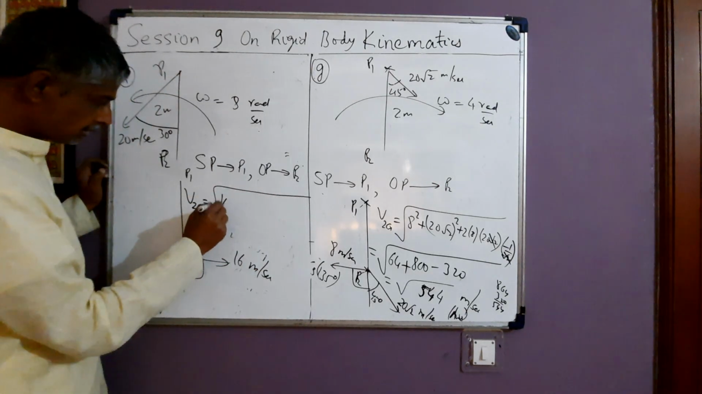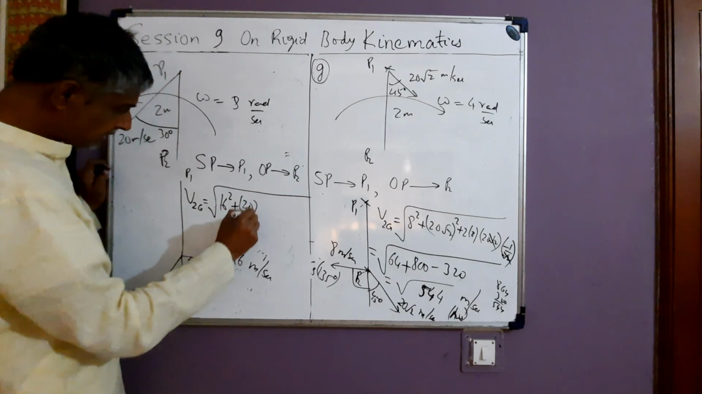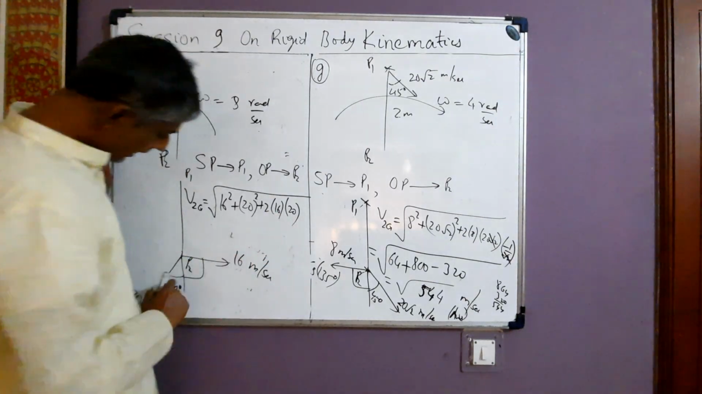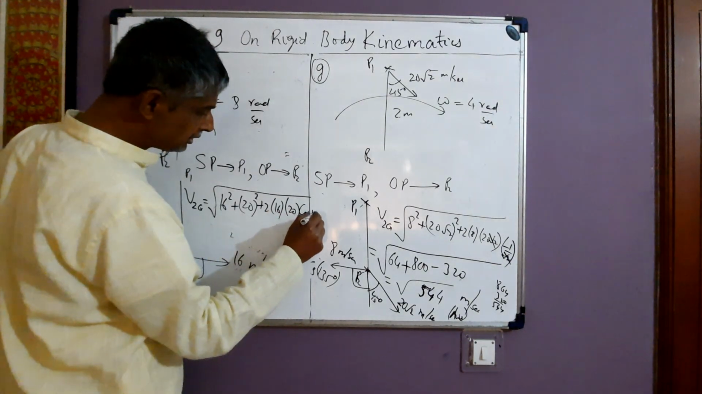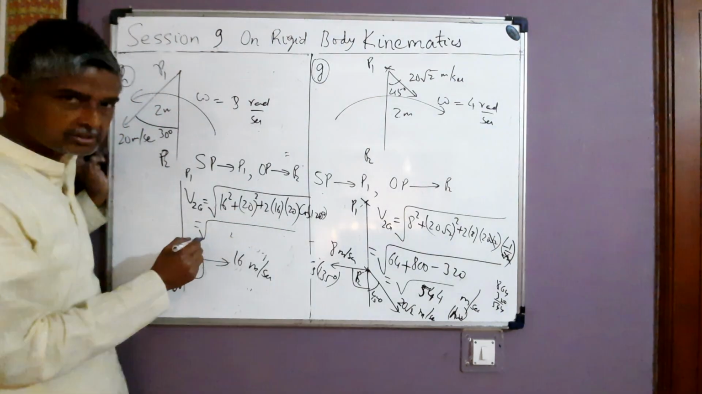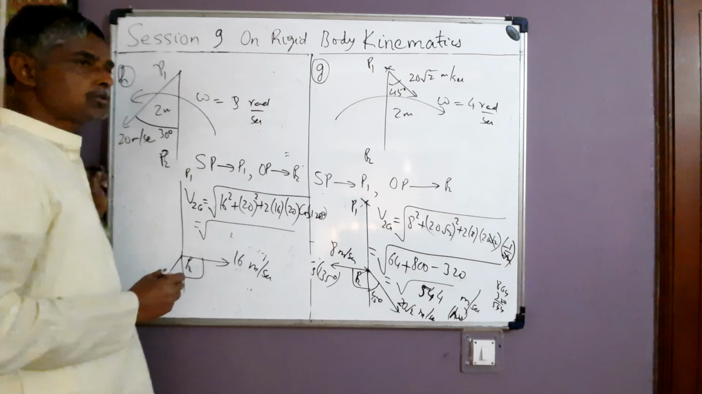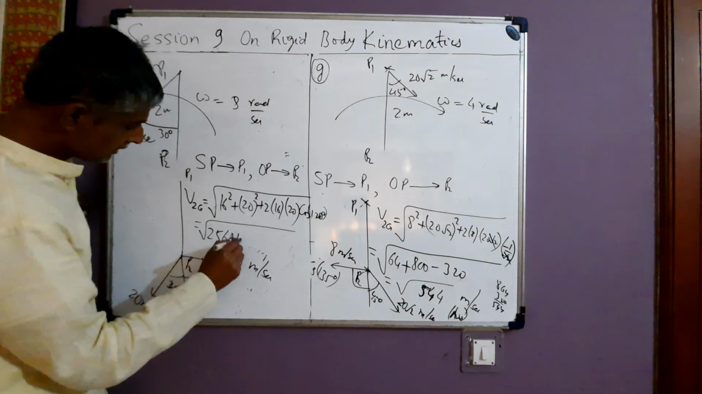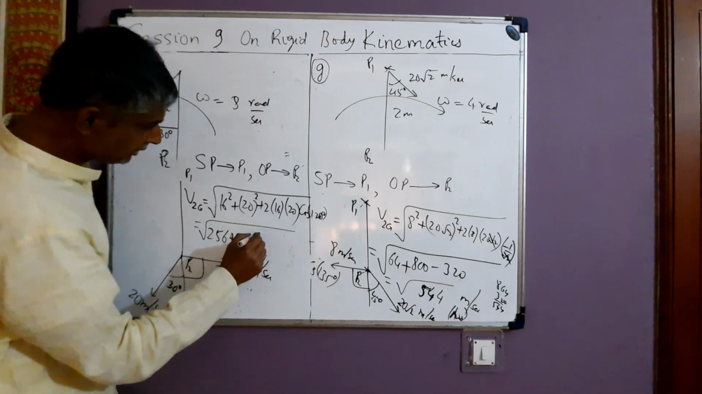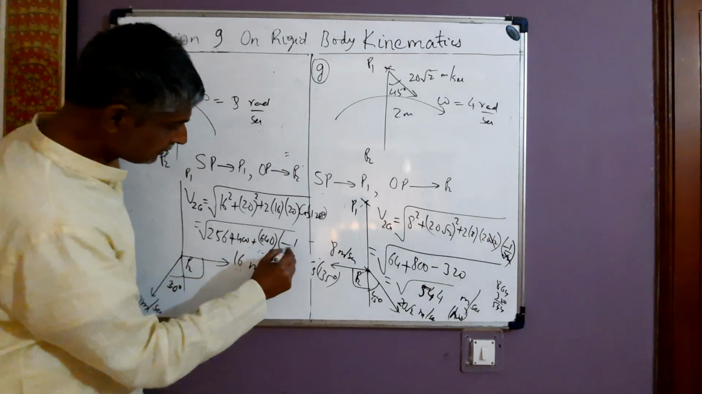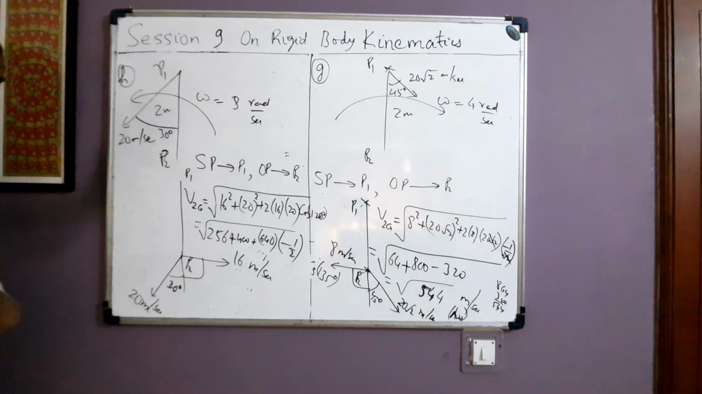V2G becomes root under 16 square plus 20 square plus 2 into 16 into 20 into cos 120 degree. The angle becomes 120 degree. Now root under 16 square, which is 256, plus 400, plus 32 into 20, which is 640, times cos 120, which is minus half. Okay, fine. So this is simplified. You get the velocity of P2 with respect to ground.